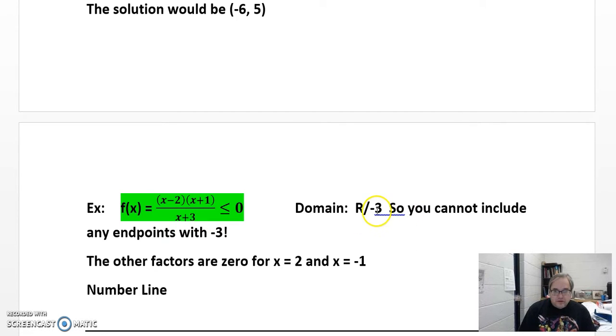So my domain is all real numbers except negative 3. I'm going to keep using that negative 3 because it makes that one 0, but I have to bear in mind I can't include that in any endpoints, because if I were to plug a negative 3 in, I would get division by 0. My other two would be 2 and negative 1.